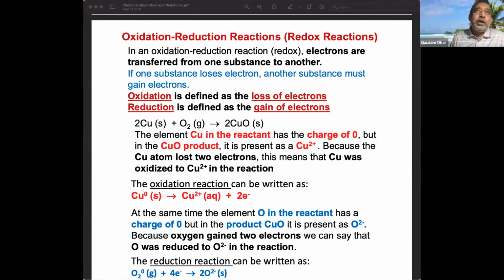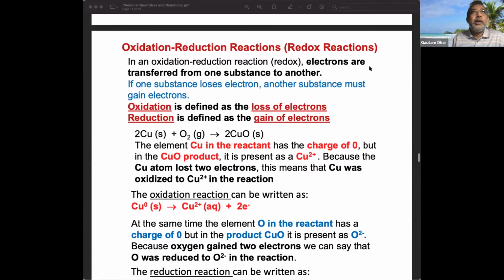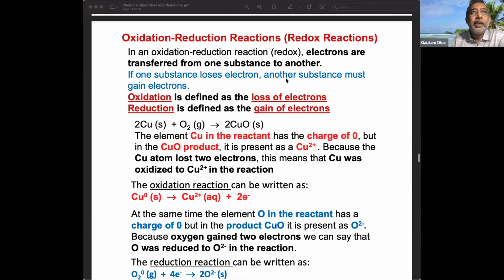All right. So the next type of reactions that we'll look at are the redox reactions. So far, redox reactions involve transfer of electrons. So there's actually electron transfer from one substance to another. If one substance loses electron, then another substance must gain the electron. So there's always an acceptor and a donor of electron in this type of reactions. So you have to identify who is losing the electron and who is gaining the electron.